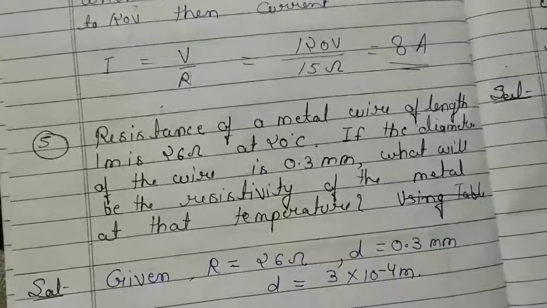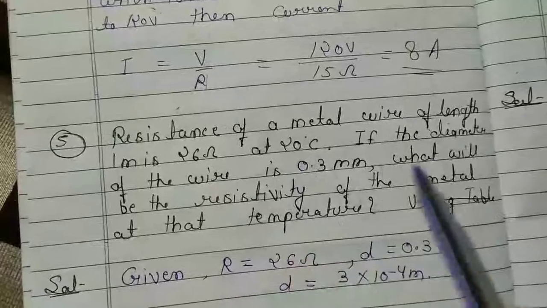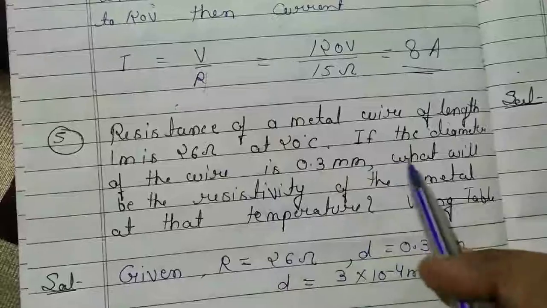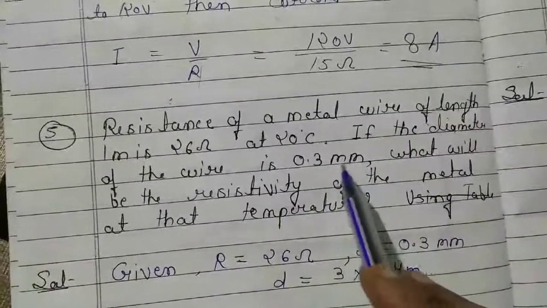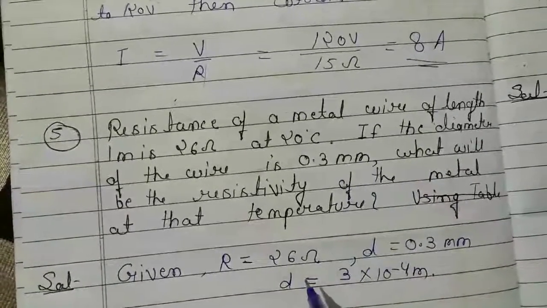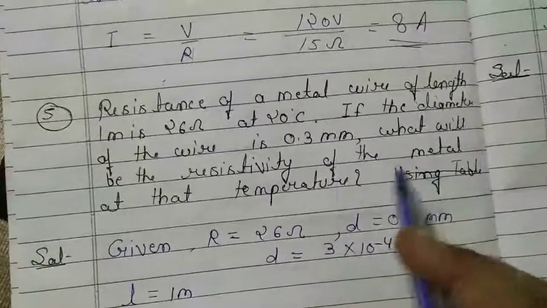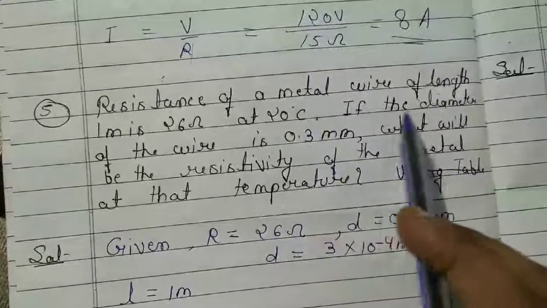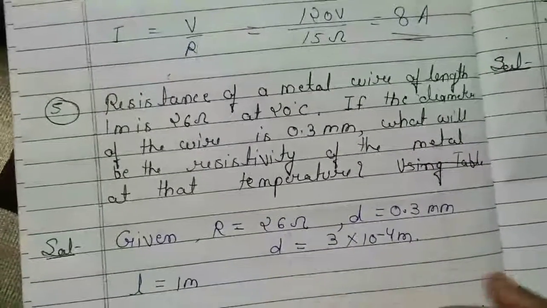R is 26. Then the diameter of the wire, D, is given as 0.3 mm, which means we have to multiply by 10 to the power minus 3, or we can write 3 into 10 to the power minus 4 meter. We have to change it to meter. And here the length is 1 meter, it means L is 1 meter. So here three values are given.